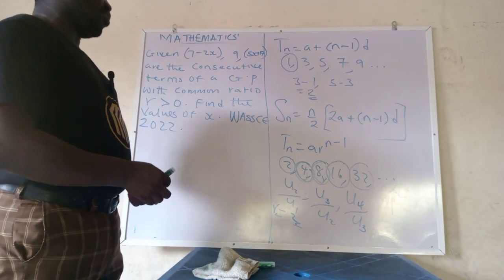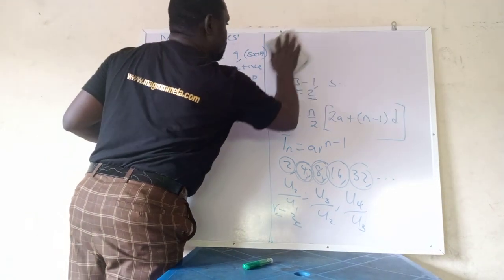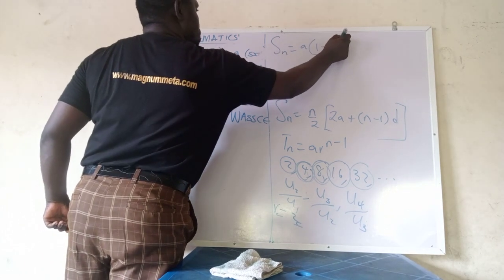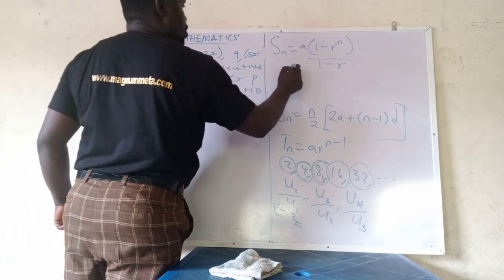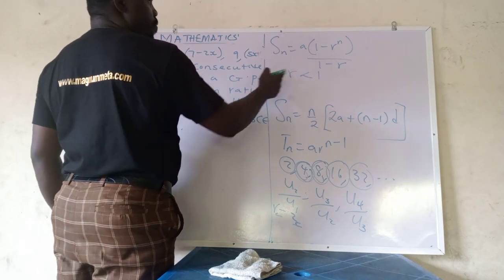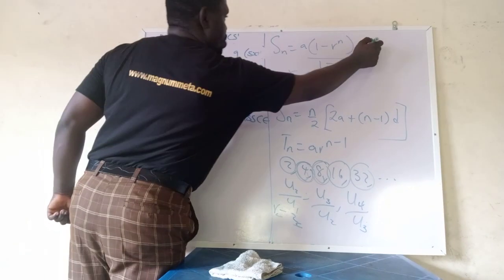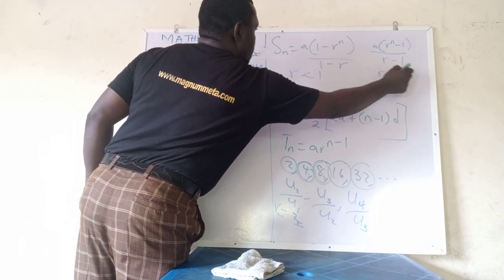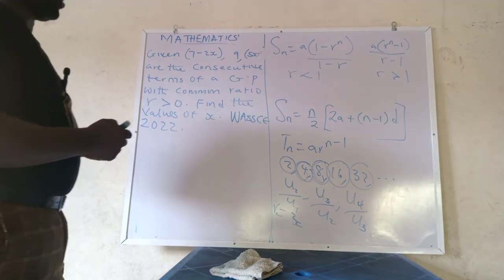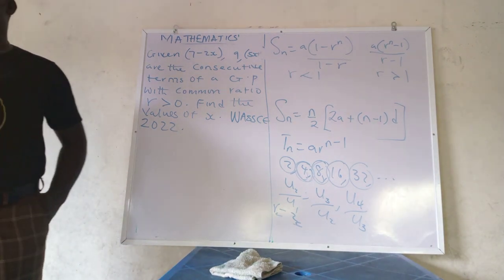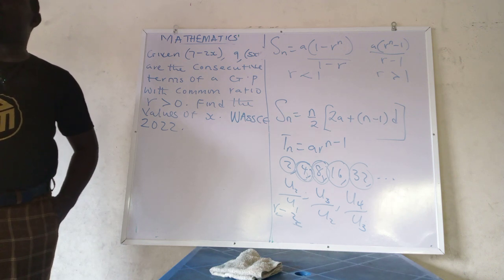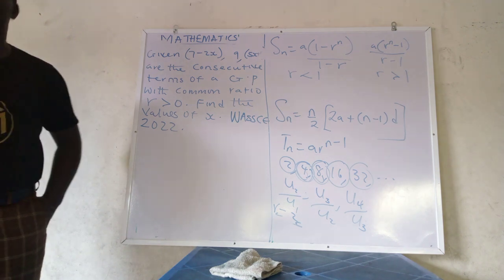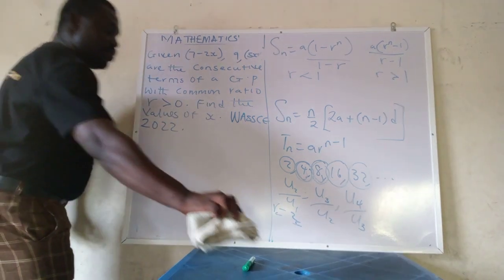So from what I've just explained, if you are asked for the sum, it is going to be this, a(1 - r^n)/(1 - r), where r is less than 1. But if r is greater than 1, it's going to be in this form, a(r^n - 1)/(r - 1). Do not forget. And obviously, if it is the sum to infinity, you have a over 1 minus r. Okay, so we go to the question we have now on the board.